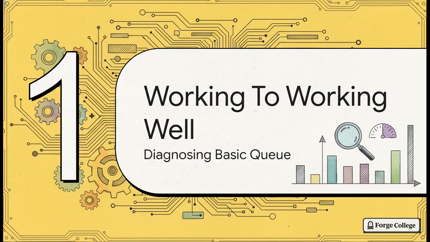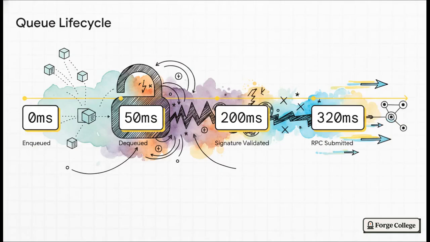Let's diagnose that basic queue. Now, when you're dealing with ERC 4337 bundlers, efficiency is literally everything. But here's the catch. We can't optimize what we can't measure. By tracing a single transaction's lifecycle through the queue using just simple timestamps, we get a really clear baseline latency timeline. Look at the flow.